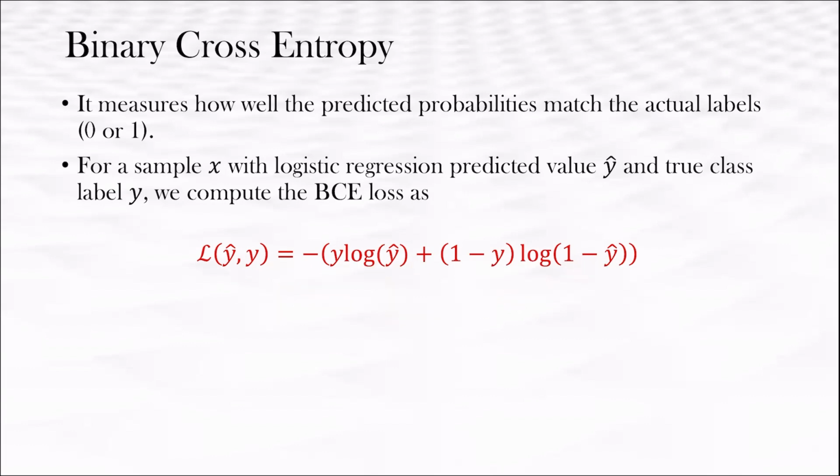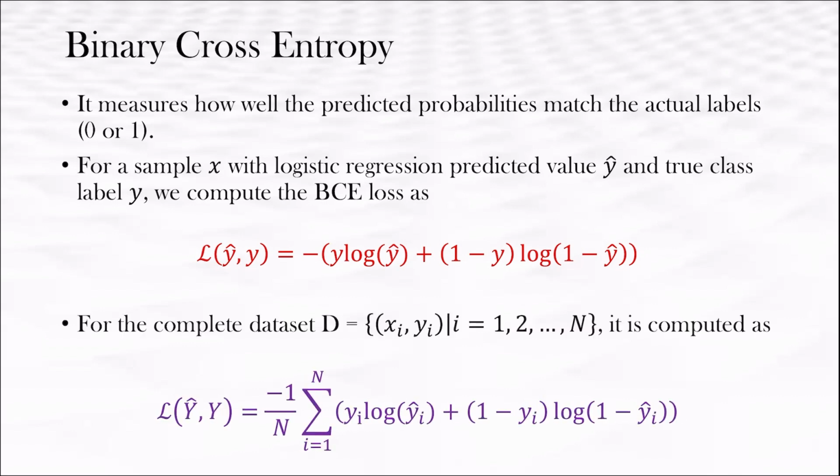Now let's see what the binary cross entropy function is for the total dataset. For the complete dataset D, which is equal to xi, yi, i is equal to 1 till n, binary cross entropy for the whole dataset is computed as minus 1 by n summation i is equal to 1 till n yi into log of yi hat plus 1 minus yi into log of 1 minus yi hat. By similar reasoning, it will penalize the bad predictions much more as compared to the good predictions, and hence as the predictions grow better, the loss function will go towards 0. So this is the idea behind the logistic regression.